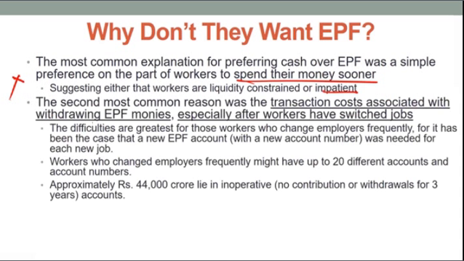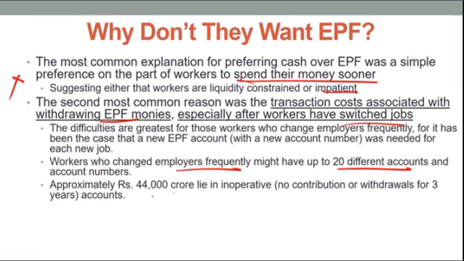Second is, taking money out of EPF is so difficult, especially when you switch jobs. Because every time you switch jobs, a new EPF account is created with a new account number also. Now the previous EPF money is almost like lost. Now you have to work very hard to get that EPF money. So workers who change employers frequently may have up to 20 different accounts. So it's so difficult to manage all this, get the money out, etc.